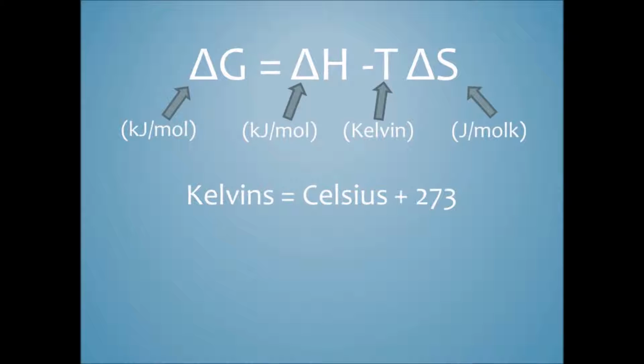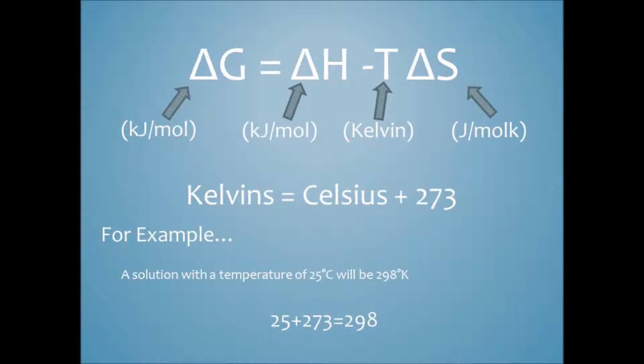The next major step is to convert the Celsius you're normally given to kelvins. And it's a very easy step. It's just basically Celsius plus 273. And that equals the answer in kelvins. Now let's do a very simple example. If you have 25 degrees Celsius, that would end up being 298 degrees in Kelvin. This is also the standard temperature for a reaction.